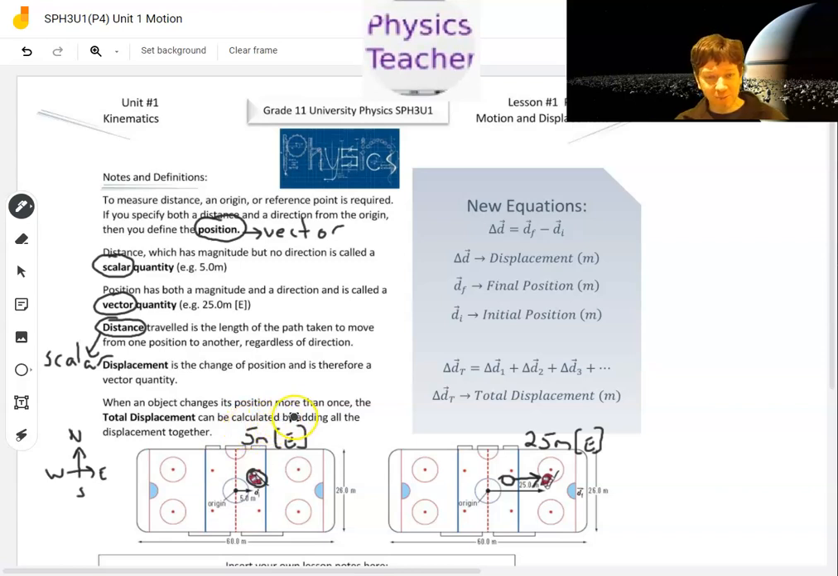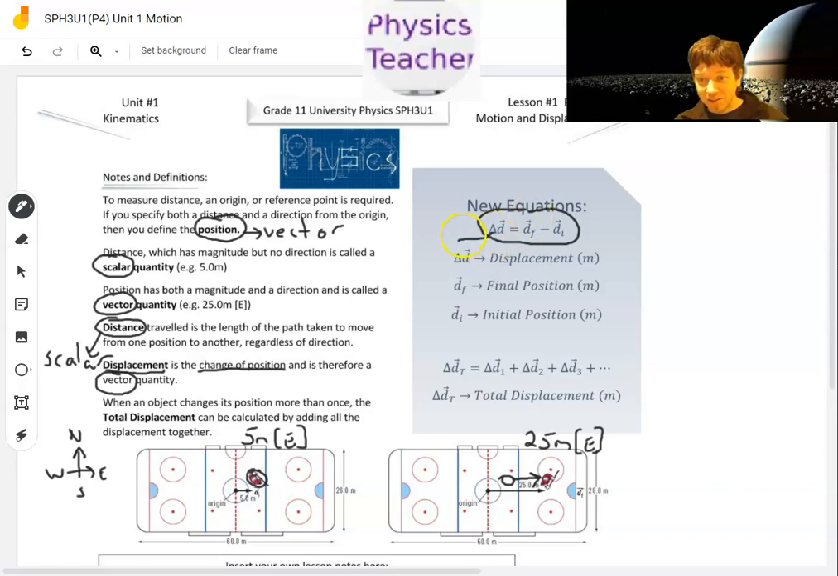However, if you want to be specific, then we're going to use something called displacement. Now, displacement is a vector quantity. In this case, you go from 5 meters east to 25 meters east. So you moved a total of 20 meters to the east. And if you're specifying direction there, then that is displacement. Displacement is referred to as change of position. And we can write it down as a formula right here.